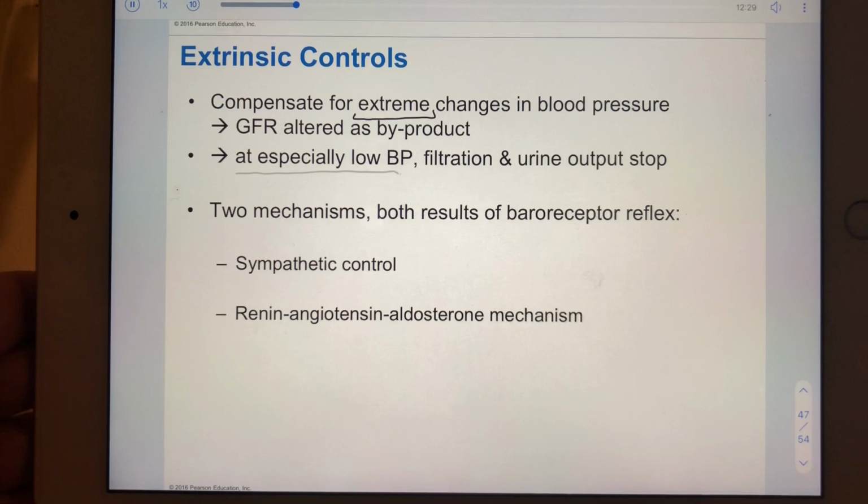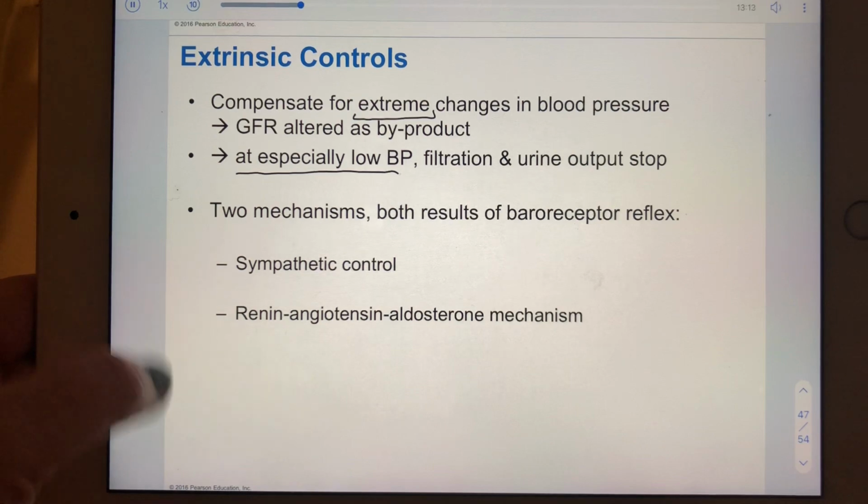Now, it's especially important that we think about the consequence of blood pressure being dangerously, extremely low, because if blood pressure falls to, say, about 70 millimeters of mercury, filtration stops, urine production stops, and that's not an option. There are two extrinsic controls, at least major extrinsic controls, and the good news is that they're going to look very familiar. We talked about both of these already this quarter, so just mostly review, which is nice.